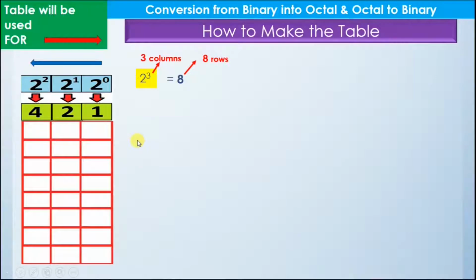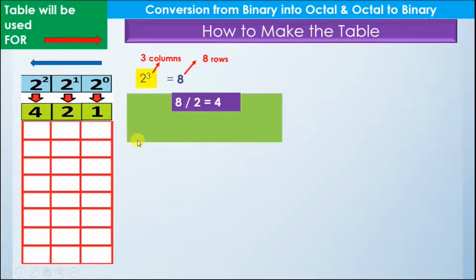So now we will see how to fill the table with zeros and ones. First of all, as the table is made for octal numbers, we take 8 and divide it by 2, because we are dealing with binary. So 8 divided by 2 is equal to 4. So now we have 4 here. In order to fill the table, we will write 4 times 0. So 4 zeros come in the leftmost column. And then we will write 4 times 1. So 4 ones come here in the remaining boxes of the leftmost column.